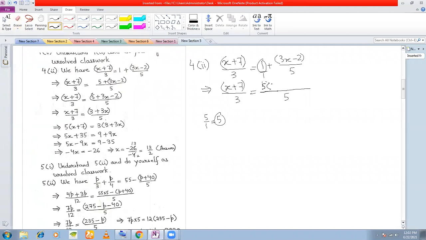So 5 into 1 plus. Now here you have a 5 and here you have a 5. So this 5 you divide by this 5. You get 5 by 5 is equal to 1. So this one, you multiply this one throughout by 3x minus 2. So 1 and brackets (3x - 2). Okay, we'll not open the brackets unless absolutely necessary later on.